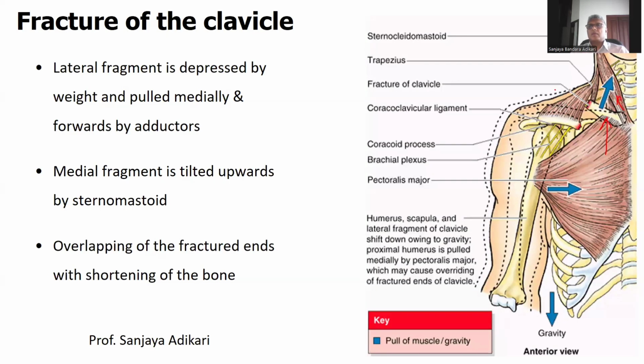And the lateral fragment, even though the trapezius is attached to it and it can pull it upwards, when the person is in the upright position, the lateral fragment drops because of the weight of the limb.